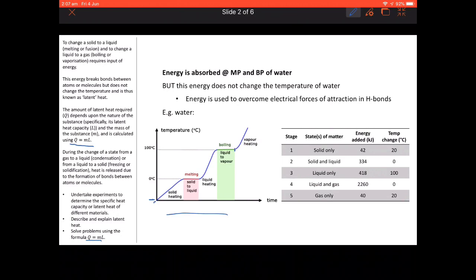During this phase here, both solids and liquids are present, and during this phase here, both liquids and gas are present. During these phases, only the solid, so ice, only the liquid, so water, and only the gas, so water vapor, are present on their own at those stages where the temperature is steadily increasing or decreasing.